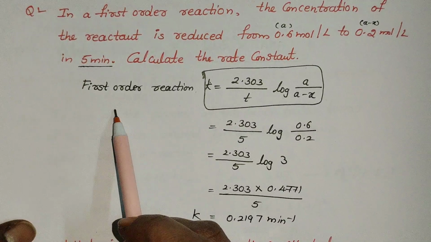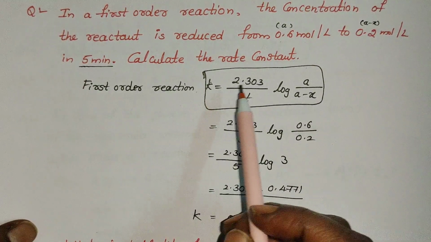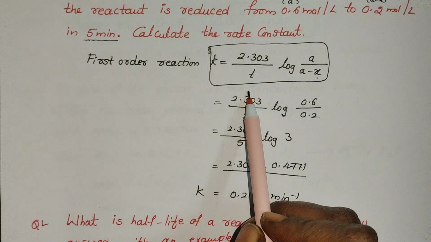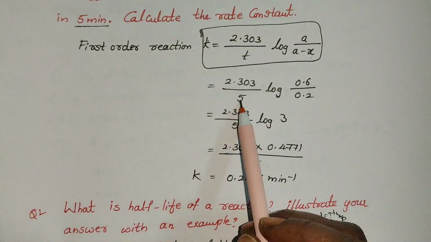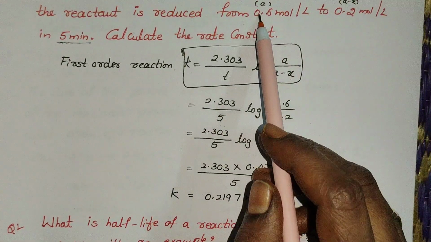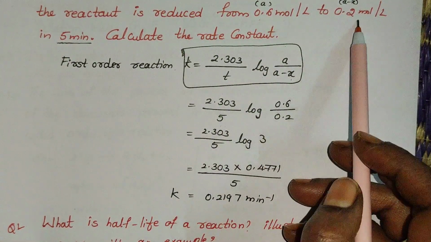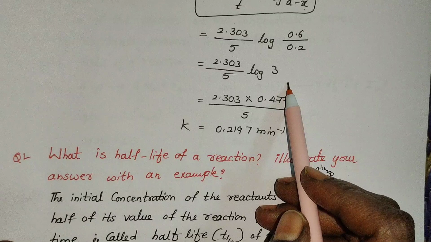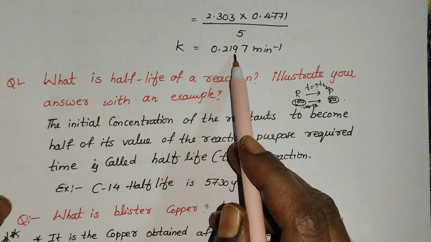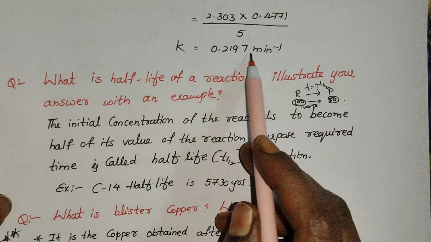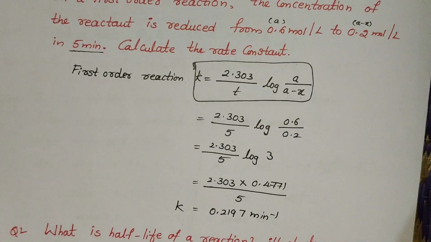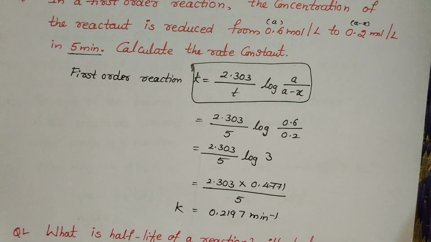Anyway, you have to learn the first order reaction rate constant: K equals 2.303 by t log a by a minus x. This is the formula. Here we substitute the time value, 5 minutes, and in the log, a value given is 0.6, a minus x value given is 0.2. If you substitute, log 3 comes. If you calculate fully, K equals 0.2197 minutes inverse. Okay, so this is about the first order reaction rate constant problem.